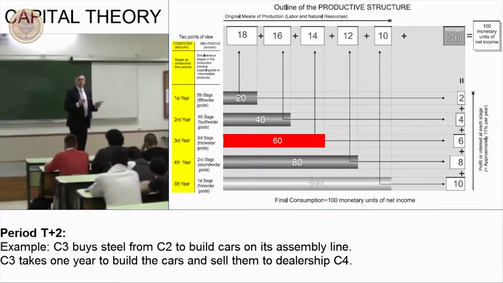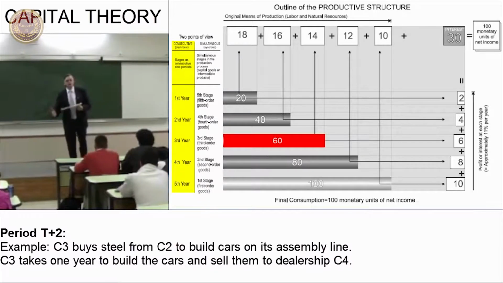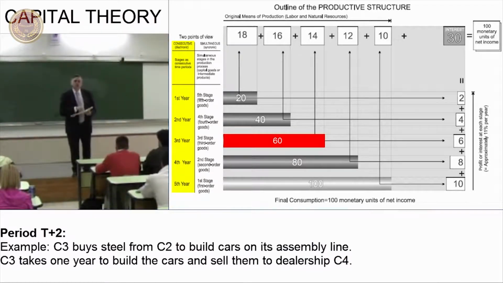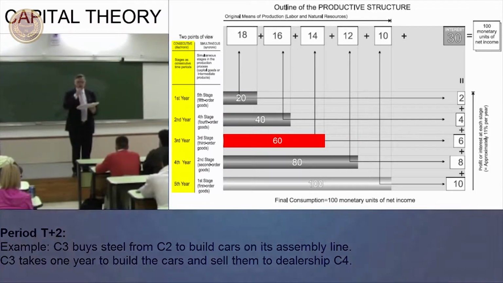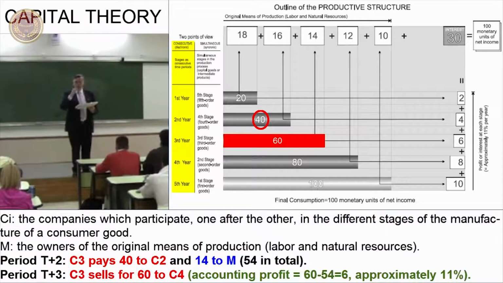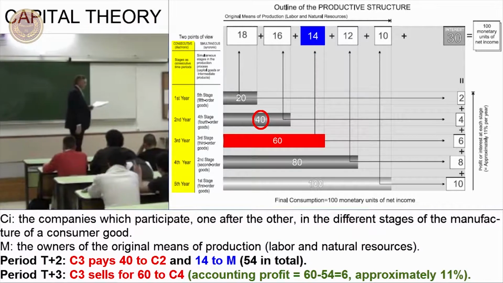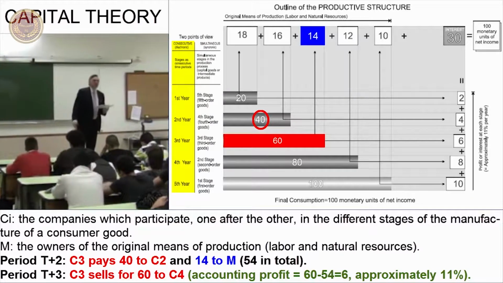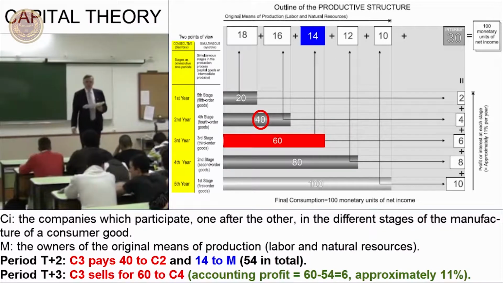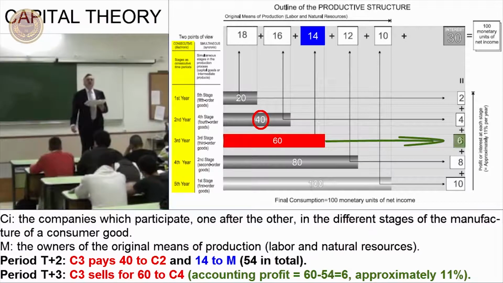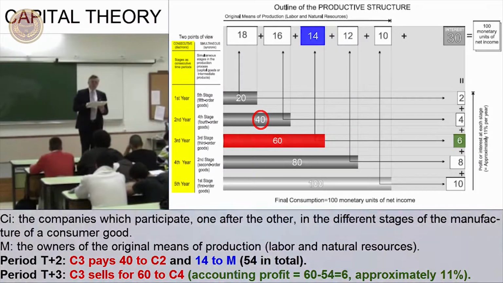Well, imagine the steel is purchased by a number of car manufacturers and enters the assembly line. The car companies sell the cars for 60 units, but they have had to buy steel for 40, and they have also hired workers and have paid them 14. 40 plus 14 is 54. They sell the cars for 60 units and make a profit of 6, which is also more or less 11%. And that takes 1 year.